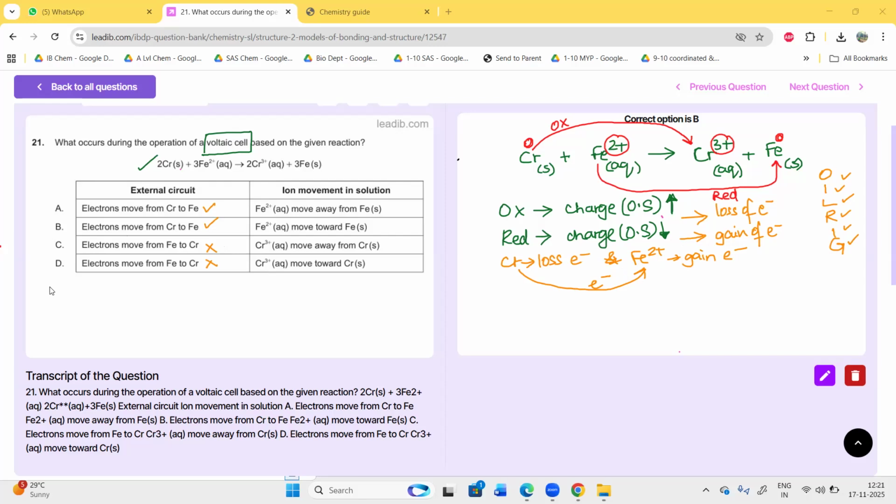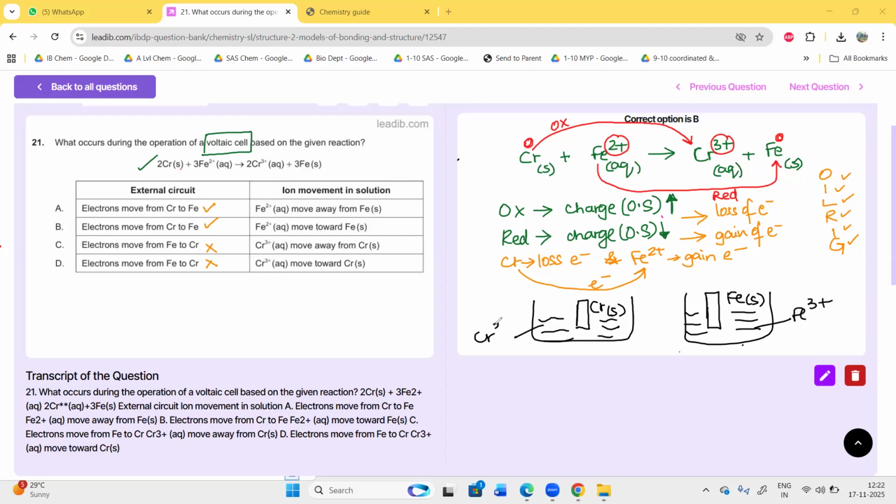For that you look at the Voltaic cell. I'll just draw the two rods, the two solids in the picture, which are chromium solid and iron solid. This is my Cr solid and this is my Fe solid. Then the solution outside is the solution in the Voltaic cell. These are the two beakers, if you remember. Here the solution is Fe2+, and here the solution is Cr3+.